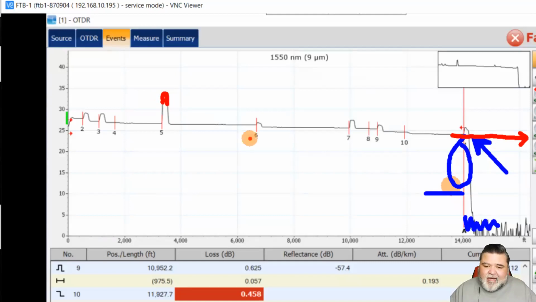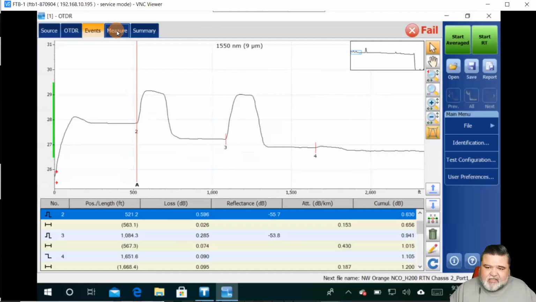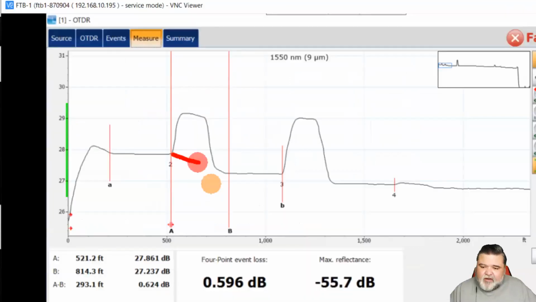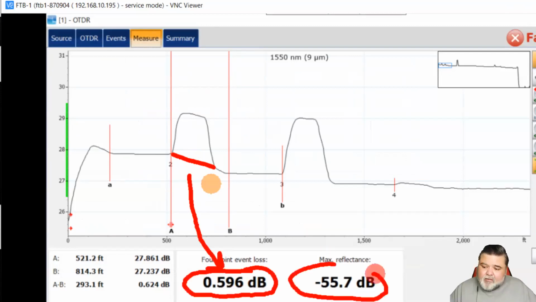But if you notice, they're getting wider and wider. And so remember, we had 10 feet of dead zone. If I set my markers, almost 300 feet of dead zone. What that means to me is that anything within this 300 feet is this value here. So I'm showing 0.6 basically. My reflection's good, but my loss is high, right? It's a little high. This is actually 2 events and 300 feet of fiber.